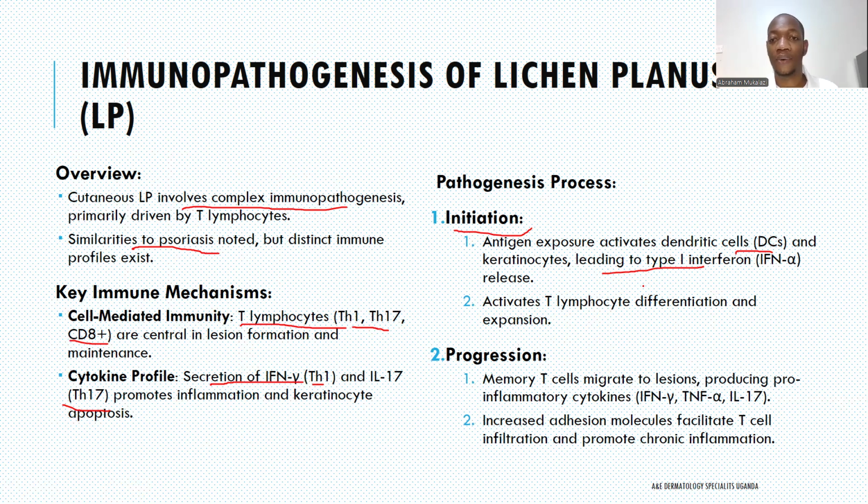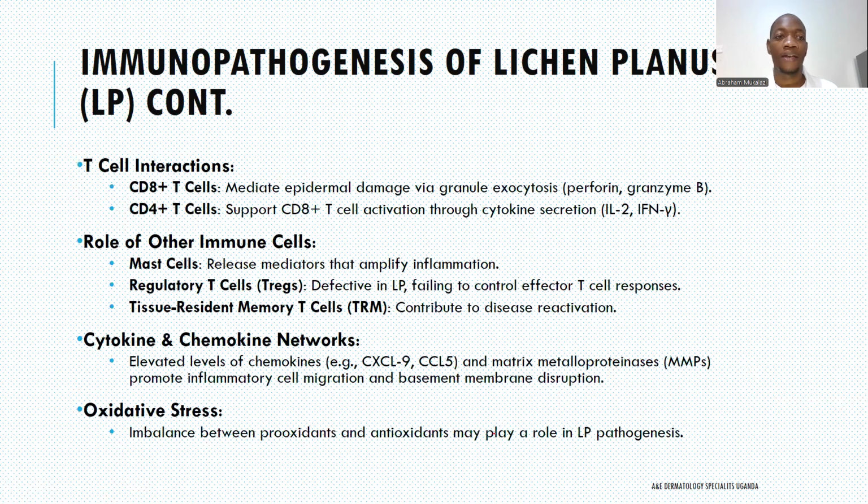When it is produced, it will go and activate the T cells, promoting differentiation and also clonal expansion. After that, you have what you call progression. Someone forms memory T cells that usually migrate to the lesions, and then they start producing pro-inflammatory cytokines: interferon gamma, tumor necrosis factor, and interleukin 17. Then there are increased adhesion molecules that usually facilitate T cell infiltration and promotion of chronic inflammation.